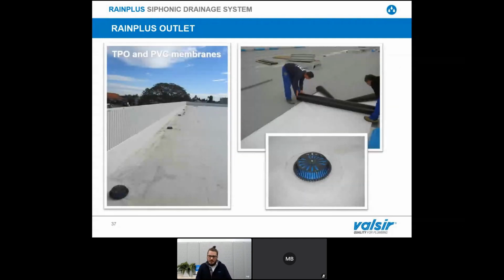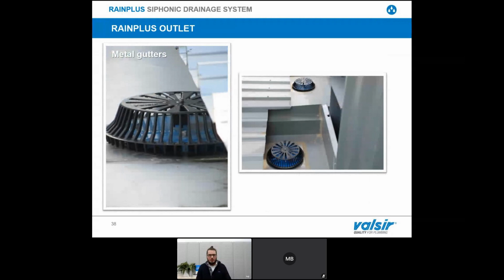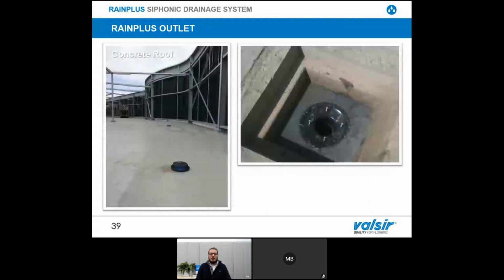For example, we have the outlet that can be installed on membrane roofs with PVC, TPO or bitumen membrane. But the same outlet can be installed also on metal gutters. So if you have gutters that are aluminum or stainless steel, we can install our outlet, the same as the one before, also in a metal gutter. But also directly on a concrete roof, the same outlet, because on the market there are competitors that have different products for different applications. But we at Valsir have only one product that can be installed on all the different types of roof construction that you have.